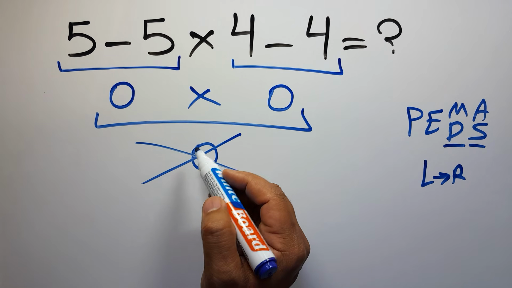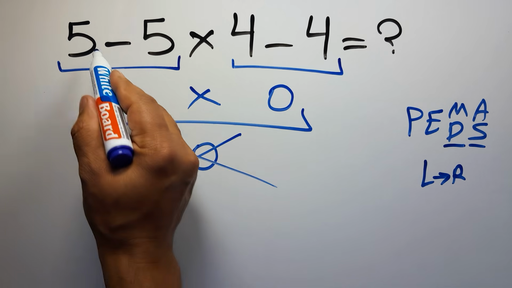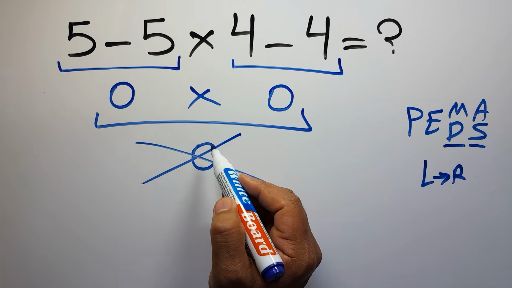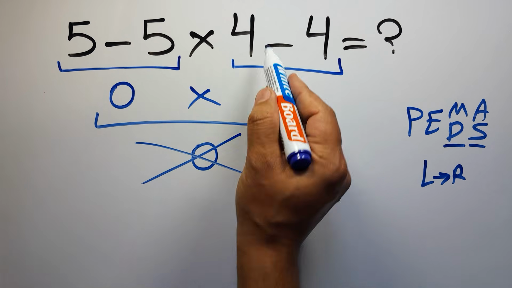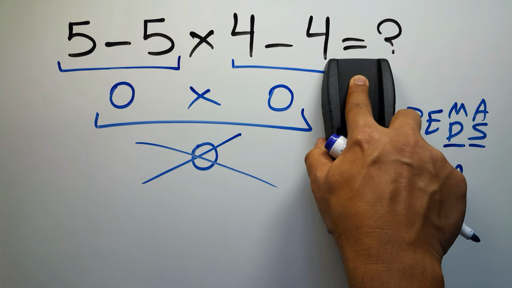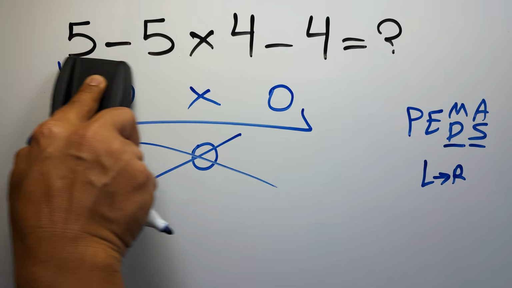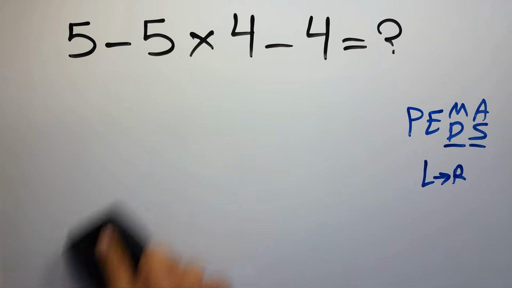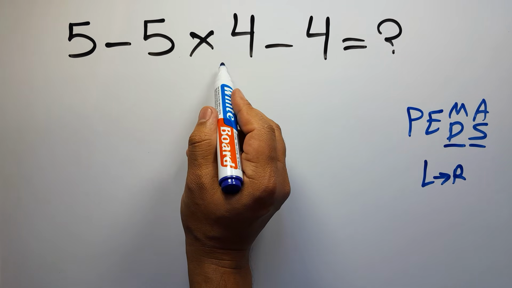So therefore, first we have to do this multiplication, then this subtraction, and finally this subtraction. If we do this subtraction or this subtraction before this multiplication, it is wrong. So first we have to do this multiplication.